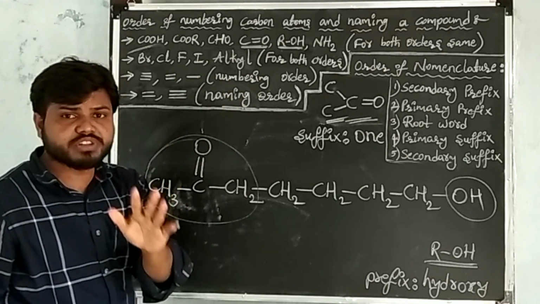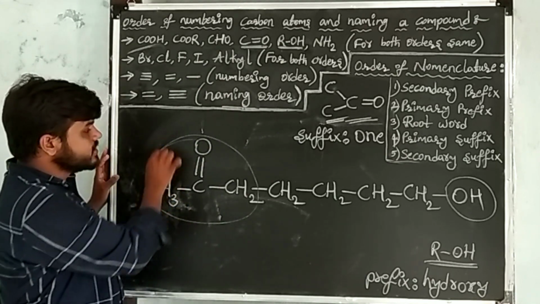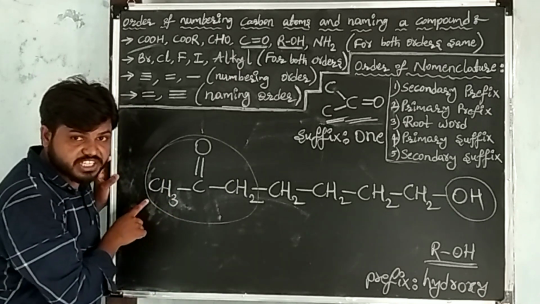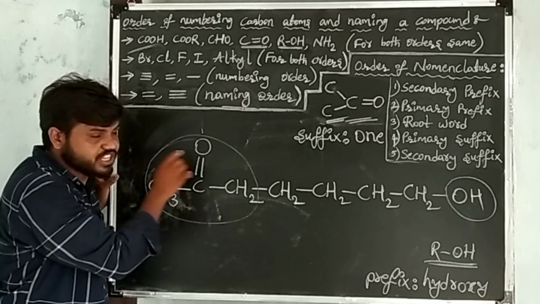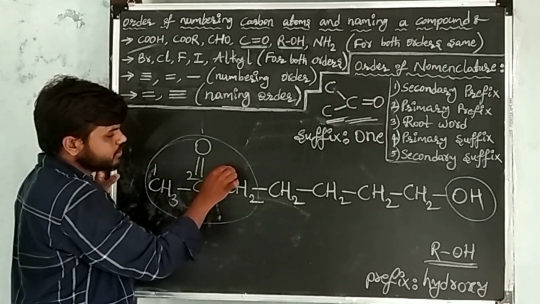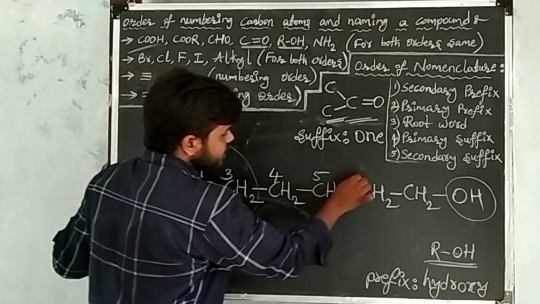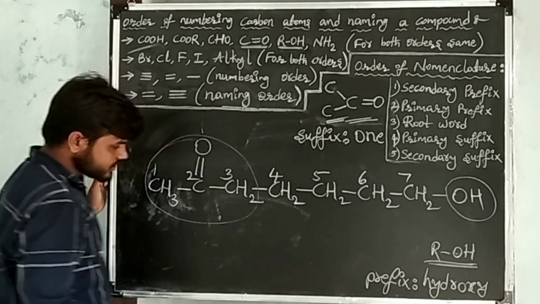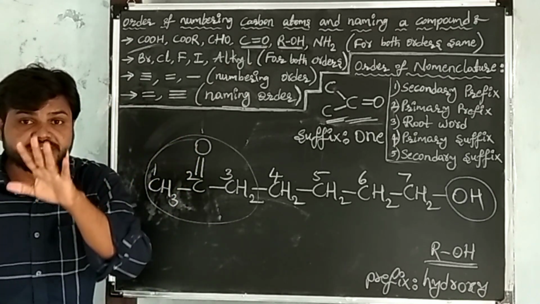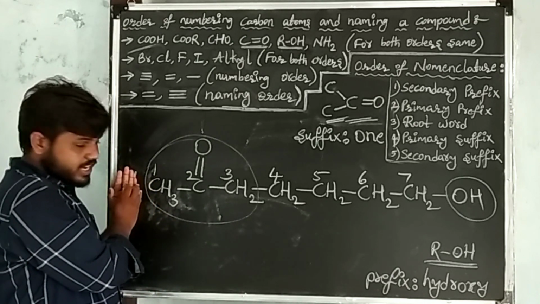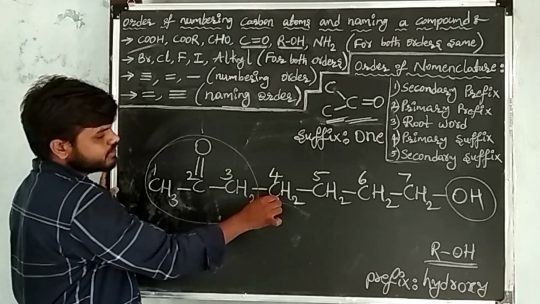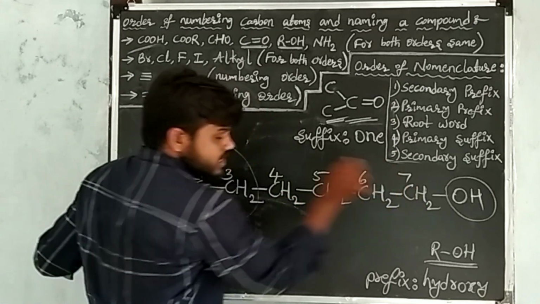Now give the numbers to each carbon atom in such a way that this ketone should get the least number. That's why I am starting from the left side. This is first carbon, second carbon, third carbon, fourth carbon, fifth carbon, sixth carbon, seventh carbon.